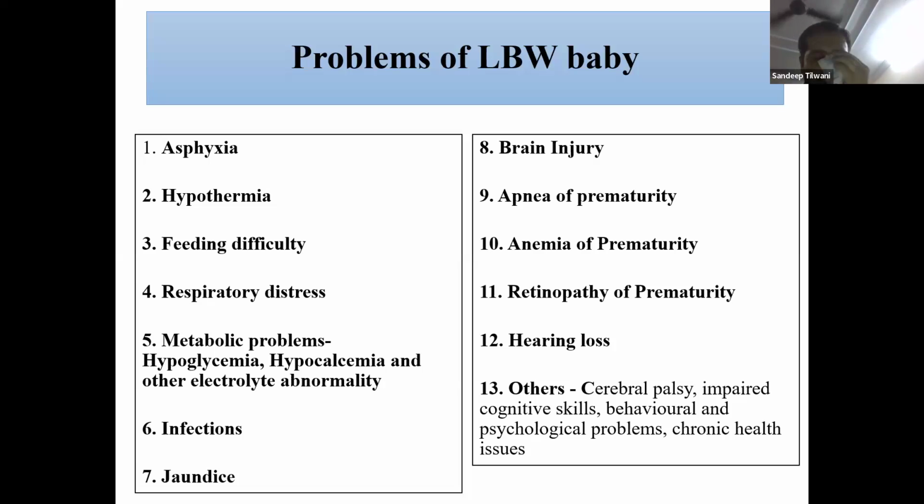Okay. Then also, because their CNS is immature, the respiratory control may sometimes not be proper. As a result, they may be at risk for apnea of prematurity. They are at high risk for anemia of prematurity. Why? Because of the RBCs.